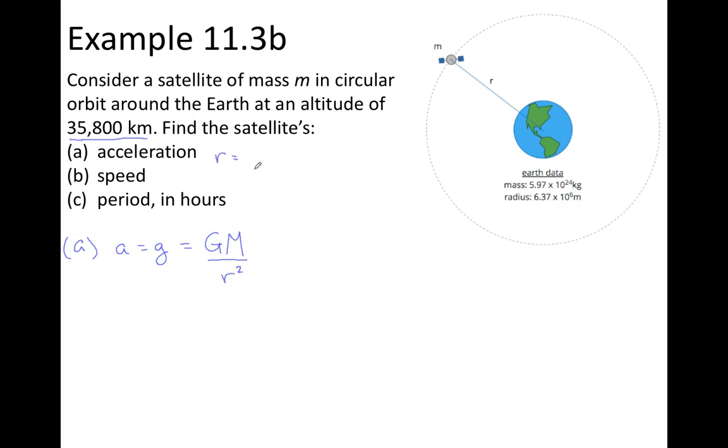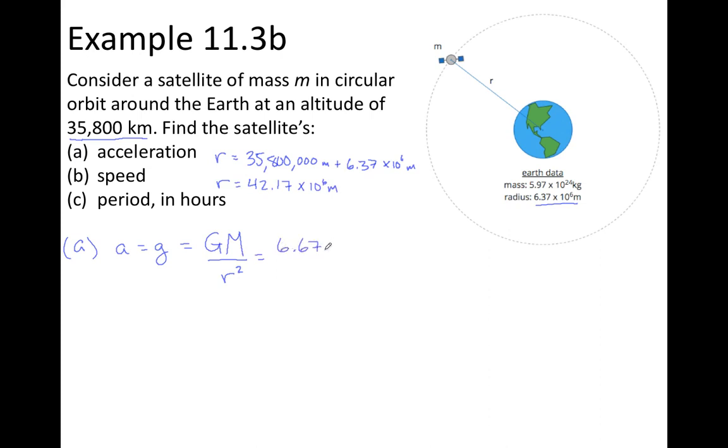And because we weren't given the distance from Earth's center, we should calculate that. The distance from Earth's center is going to be 35,800 kilometers. Add 3 zeros to turn it into meters, and then we have to add in the radius of Earth, 6.37 million meters, and that will give us a value for R of 42.17 million meters.